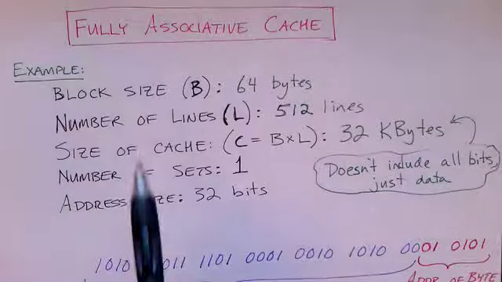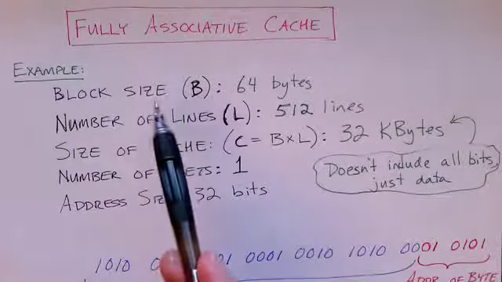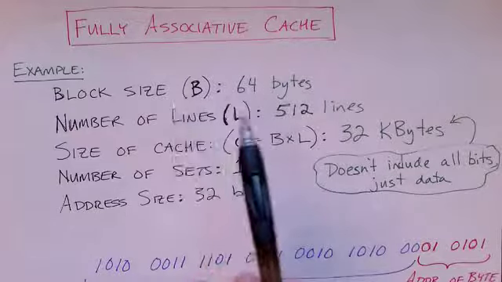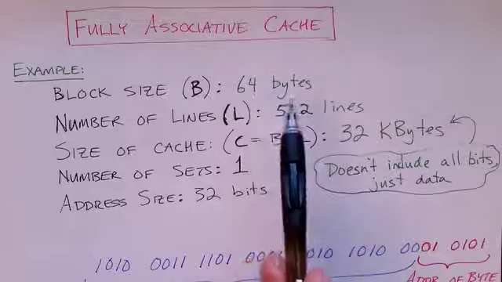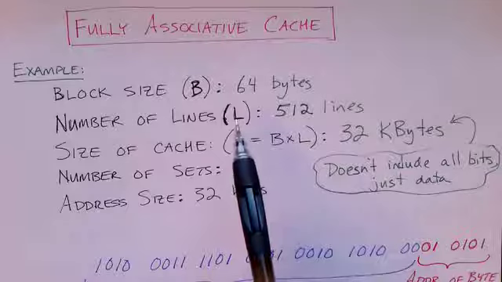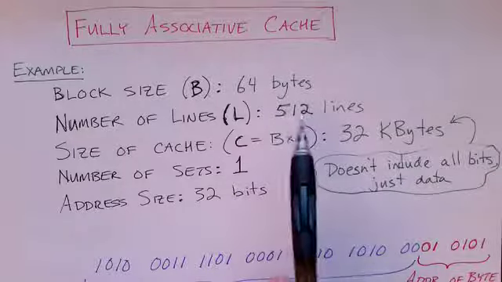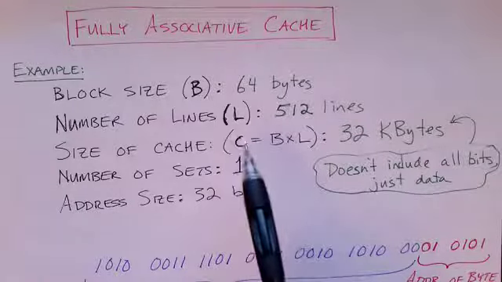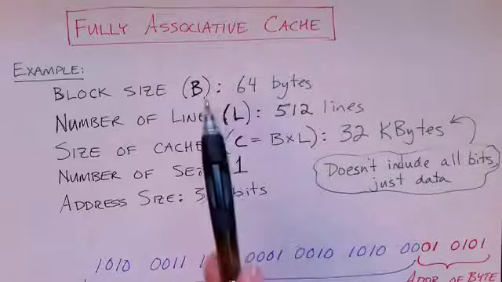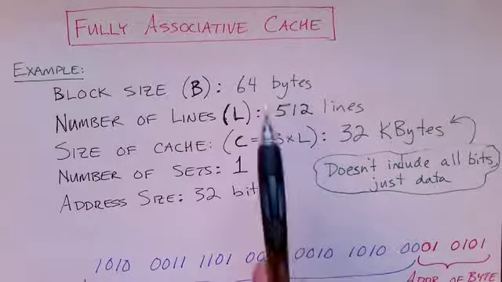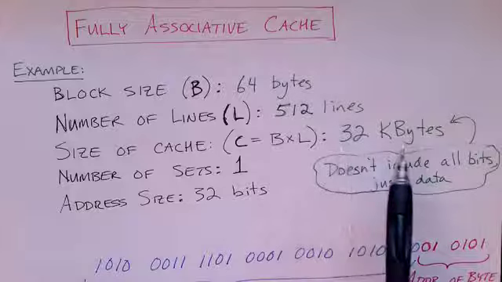Now let's look at an example that's a little bit more realistic. This is an example of a fully associative cache. We're going to look at an example where the block size is 64 bytes, so we can denote that B, and the number of lines in this associative memory will be 512 lines. And so therefore, the size of the cache is the block size times the number of lines in the associative memory, B times L. In this case, it's 32 kilobytes.